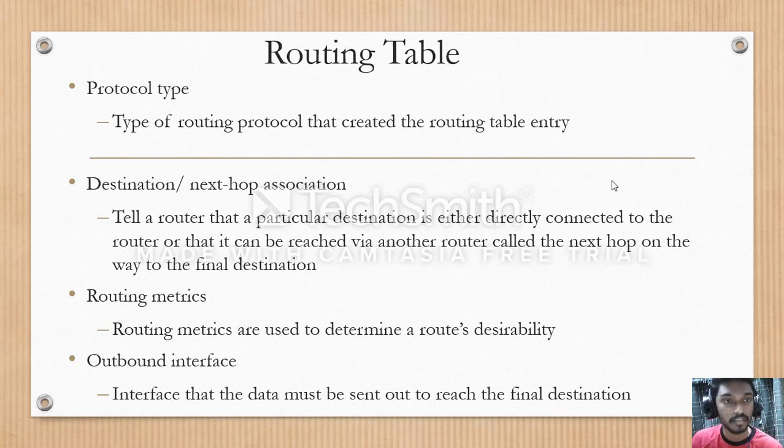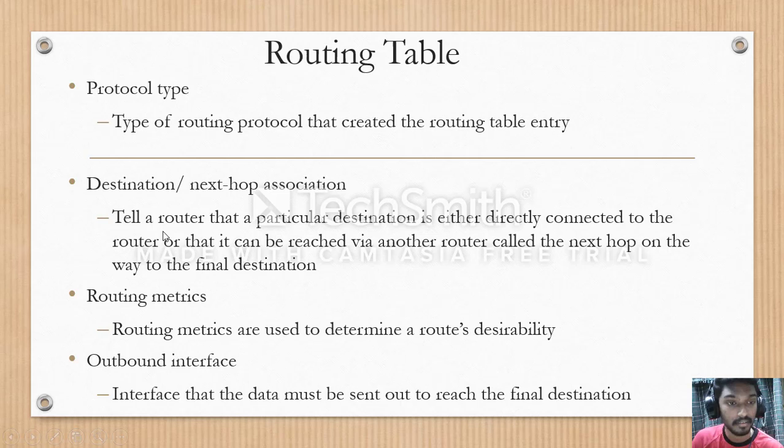Next is the routing table. The routing table has basically four main elements: the protocol type, the destination and next hop association, routing metric, and outbound interface. The protocol type is the type of routing protocol that created the routing table entry.